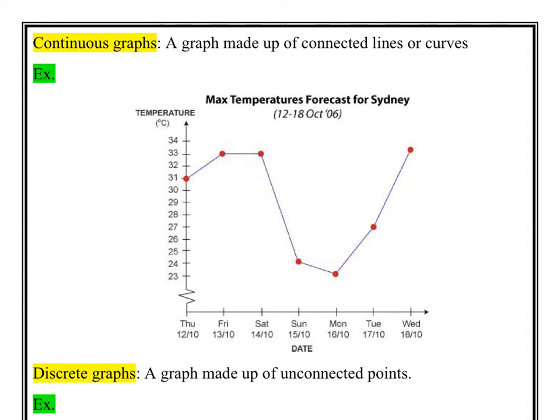So you have either continuous graphs or discrete graphs. A continuous graph is a graph made up of connected lines or curves. Each of these points right here are all connected, and you are comparing temperature versus date. As the dates increase, or time in this case increases during the week, the temperature goes up, then it drops significantly, drops a little bit more, and slowly climbs back up. So there is a pattern to that temperature, if you will.